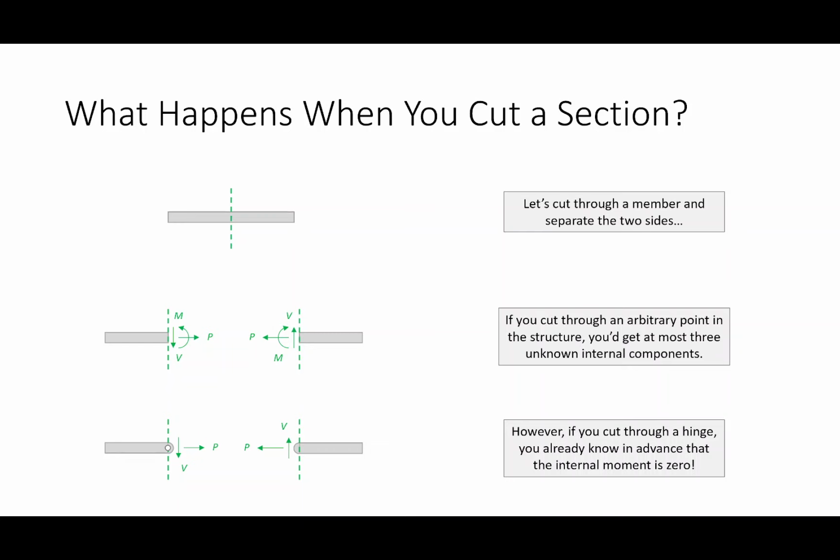Why no moment? Because it's a hinge. Hinges cannot resist moment, okay? They cannot develop an internal response, right? Go back to the issue of me sitting on the table.